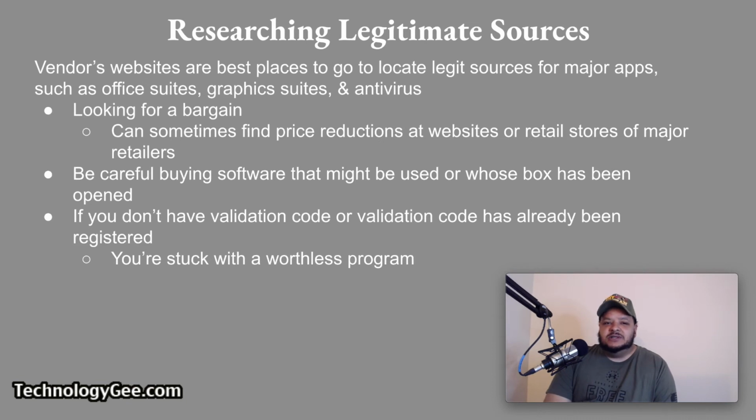Researching legitimate sources. Vendors' websites are the best places to go to locate legit sources of major apps, such as Office suites, graphic suites, and antivirus. If you are looking for a bargain, you can sometimes find price reductions at websites or retail stores of major retailers. Be very careful of buying software that might be used or whose box has been opened. If you don't have the validation code, or if the validation code has already been used to register the software to a previous purchaser, you are essentially stuck with a worthless program.